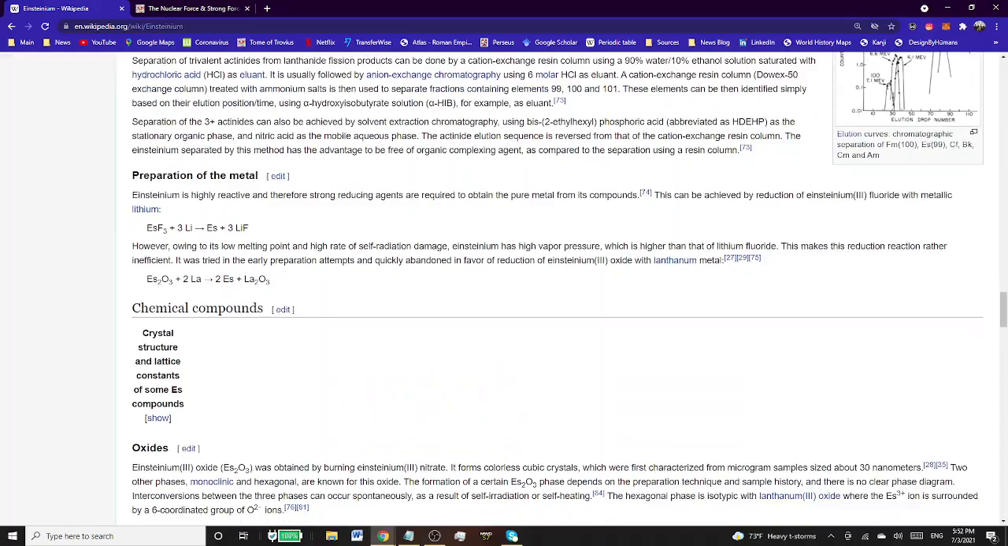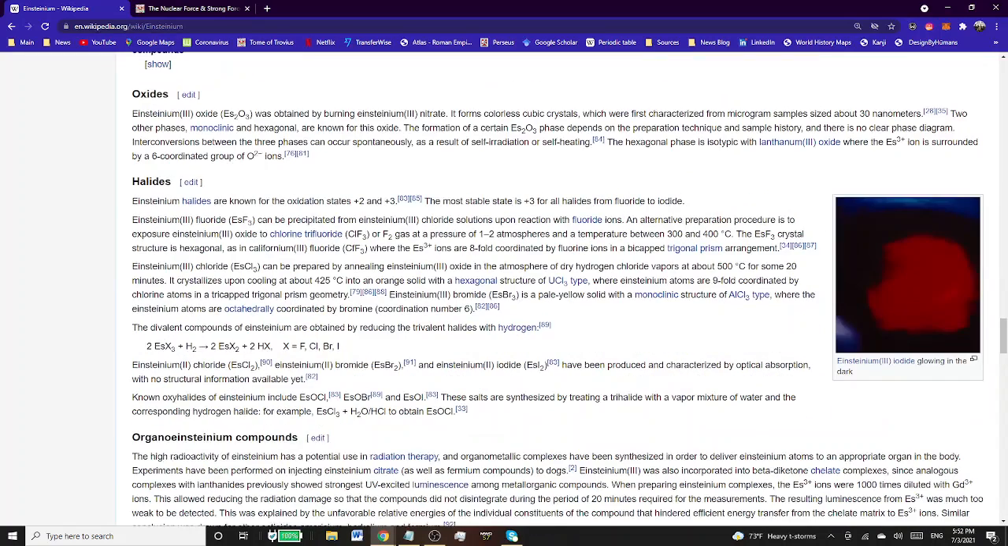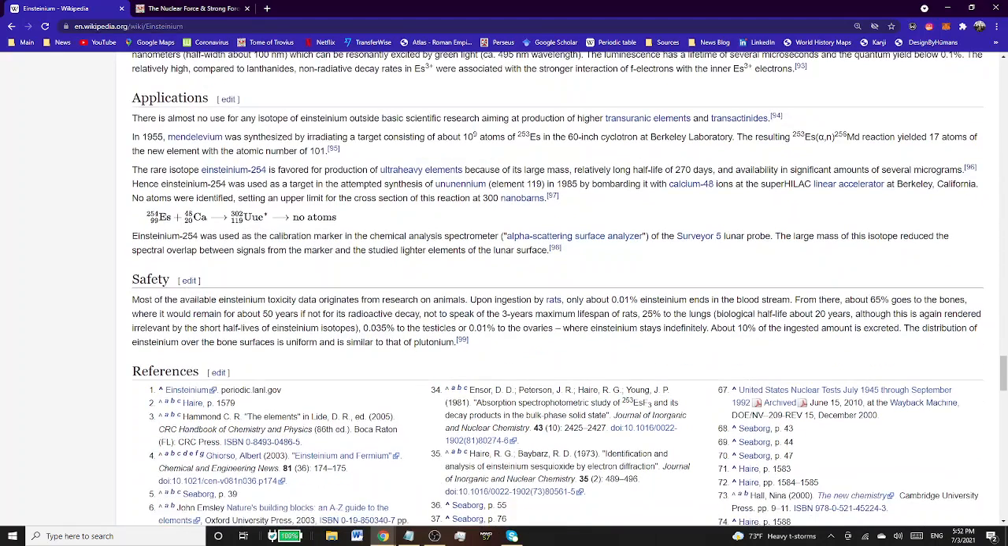Okay, so this is just explaining you can make a metal from oxides, halides. I'm glad there is an application part. Yeah, basically, you can't even use it outside of any scientific research.